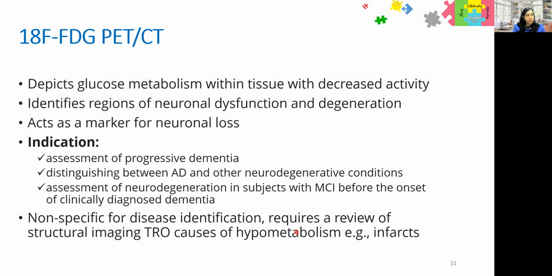18F-FDG PET-CT can depict glucose metabolism within tissue with decreased activity. It identifies regions of neuronal dysfunction and degeneration. It acts as a marker for neuronal loss.